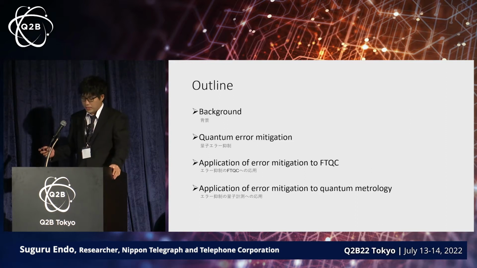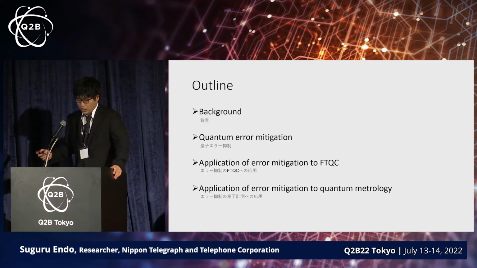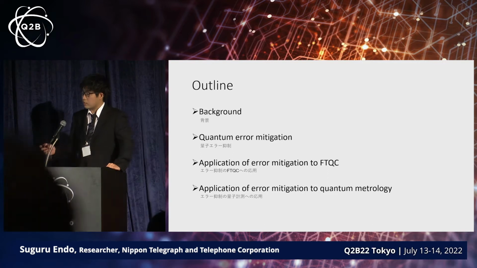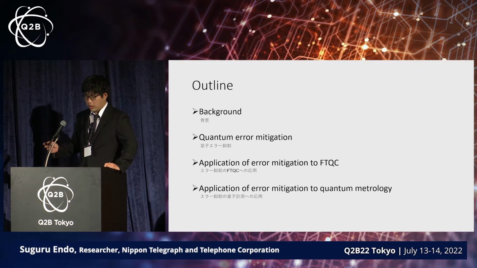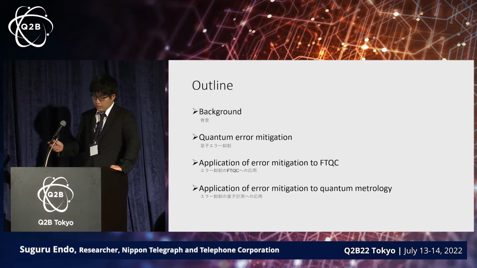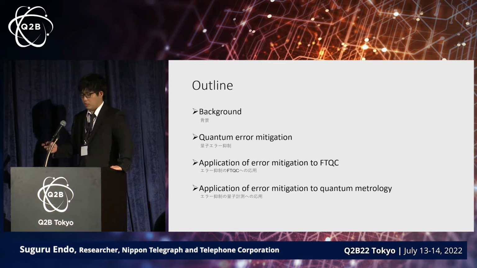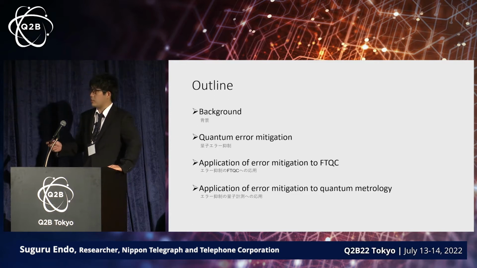First, I'll talk about the background of this research. And this research is mainly about quantum error mitigation. So, I'd like to talk about the concept of error mitigation. And after that, I'll talk about the interesting applications of quantum error mitigation. The first one is the application to fault-tolerant quantum computing. And the second one is the application to quantum metrology, which is also called quantum sensing.